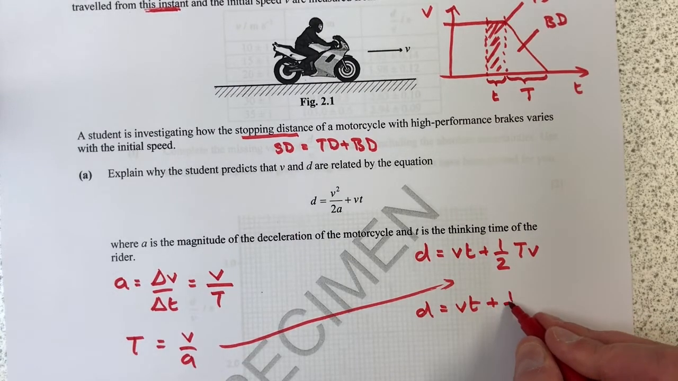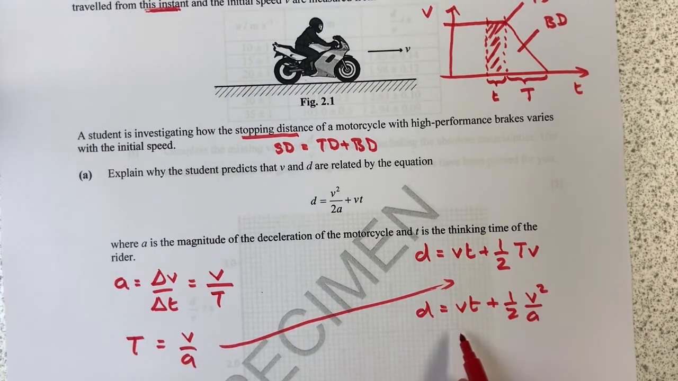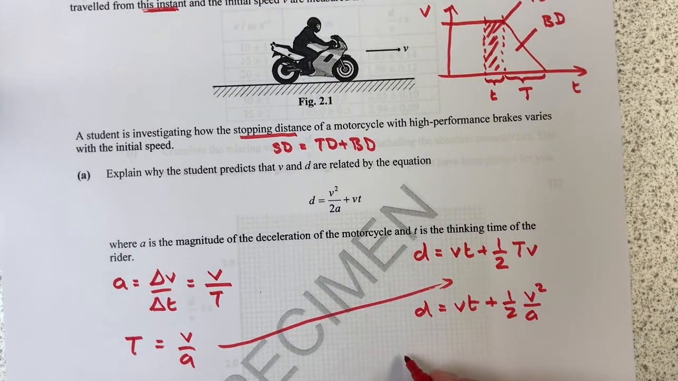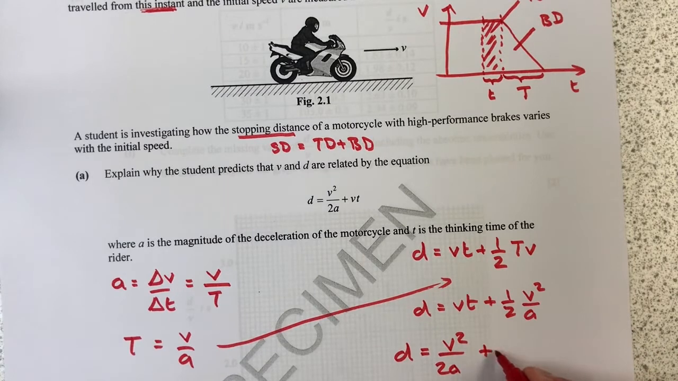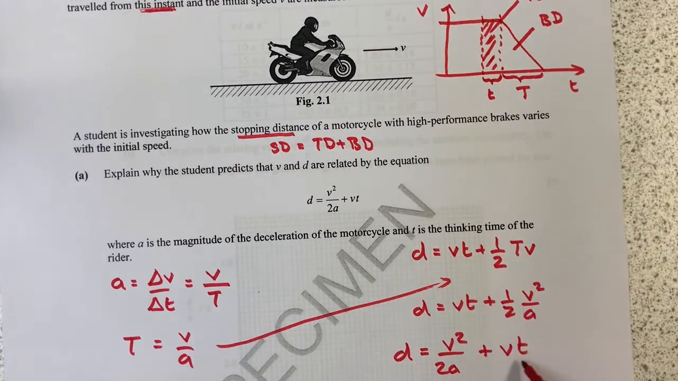I can then substitute that into this equation, and I end up with d equals vt plus a half, and instead of T I'm going to do v over a times v, which is v squared, and I've got something that looks exactly like the equation at the top there. So I suppose just rearrange it now to make it look exactly the same. v squared over 2a, just doing that bit first, plus vt. So this is the area of the triangular section of this graph, and this is the area of the rectangular section. Stopping distance is, in this case, braking distance plus thinking distance.